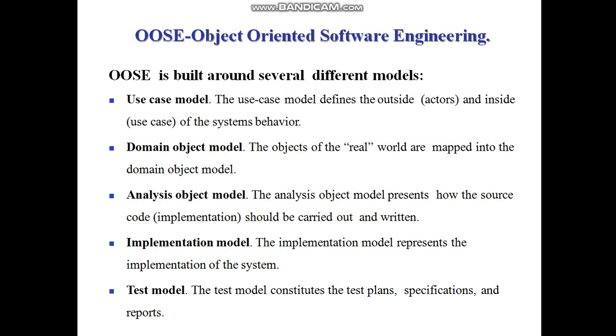Domain object model: the objects of the real world are mapped into the domain object model. Analysis object model represents how the source code implementation should be carried out and written. It checks the implementation code. Implementation model represents the overall implementation of the system. Test model constitutes the test plan, that means the number of test cases, their specifications and reports, which are handled with the help of this test model.